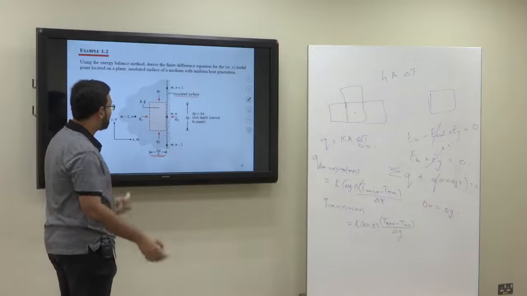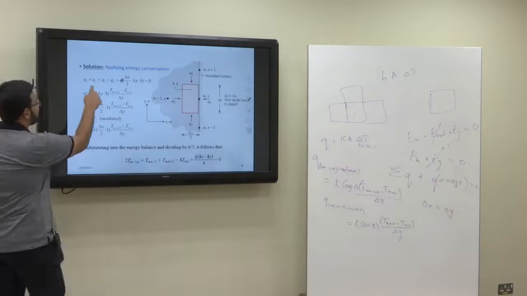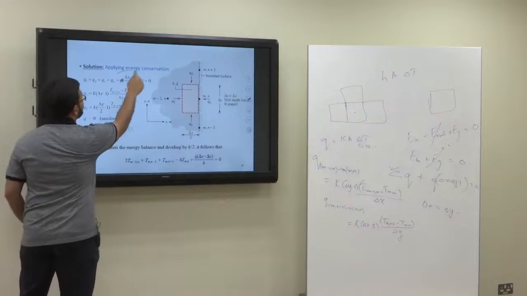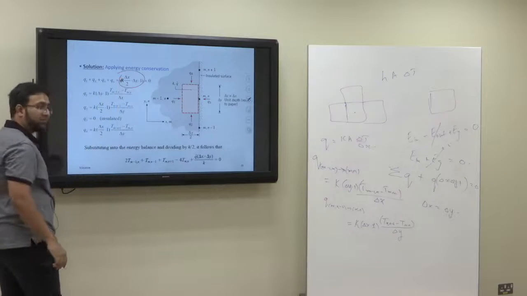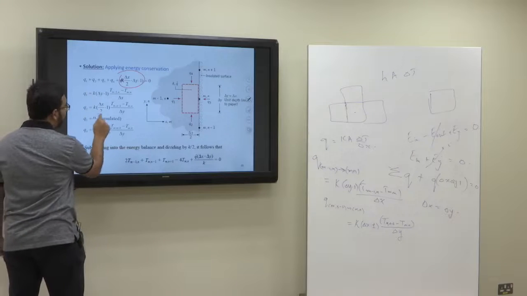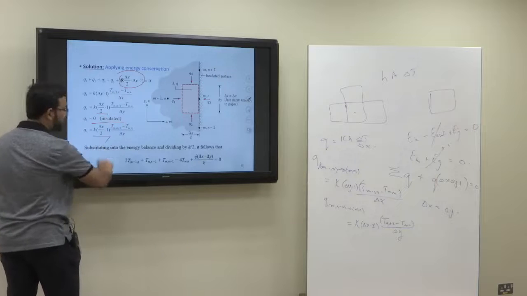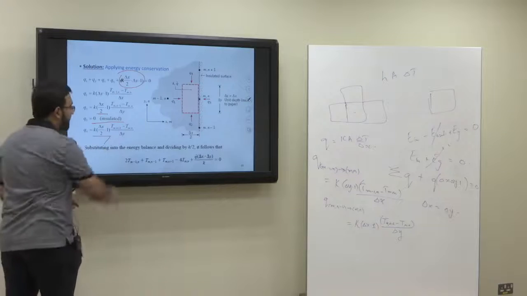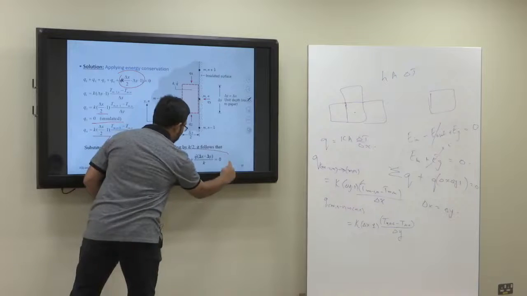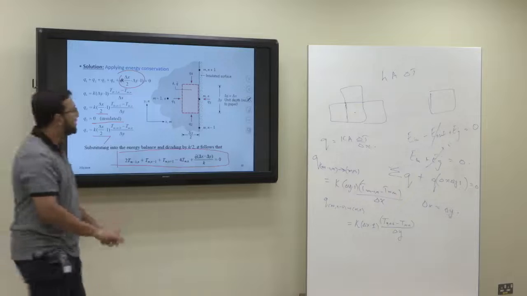Okay, that's it. So if you see here, solution here, Q1 plus Q2 plus Q3 plus Q4, and then there is heat generation. Okay, so Q1 full, Q2 half, Q3 0, Q4 half. Just add everything together, end up with this equation. That's the answer. That's it. Same procedure, no change in it.